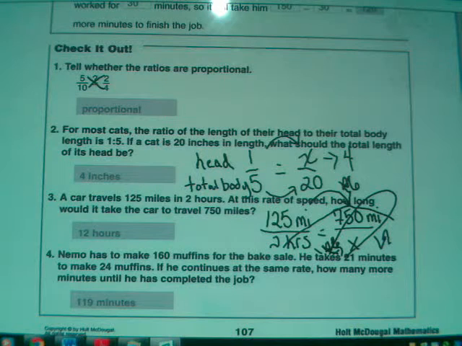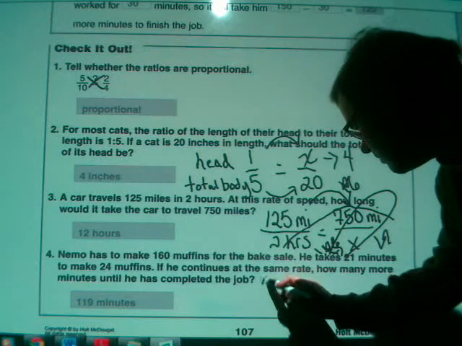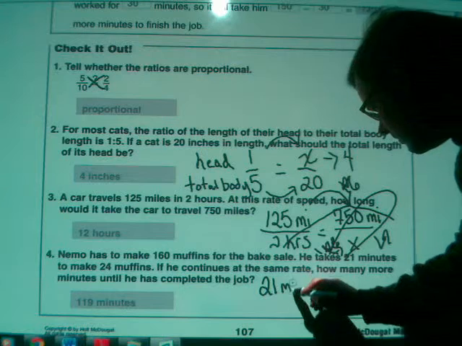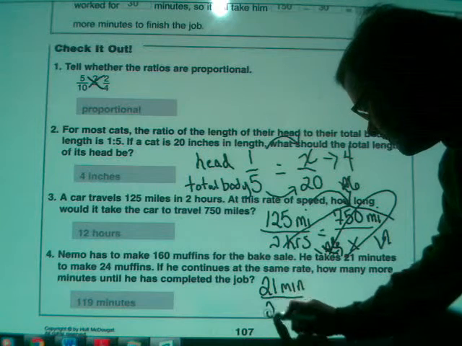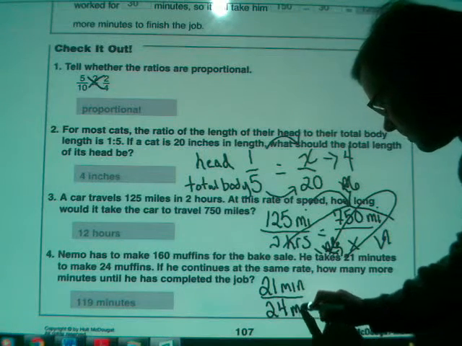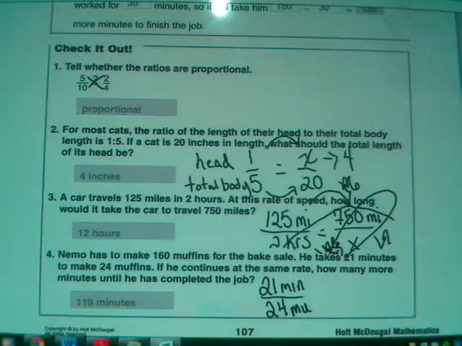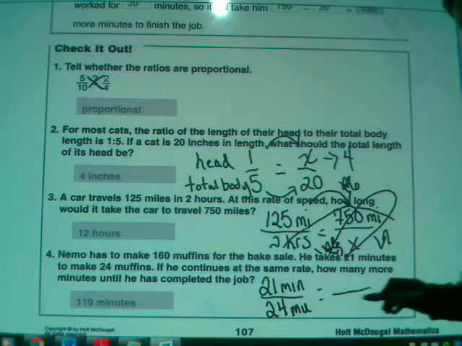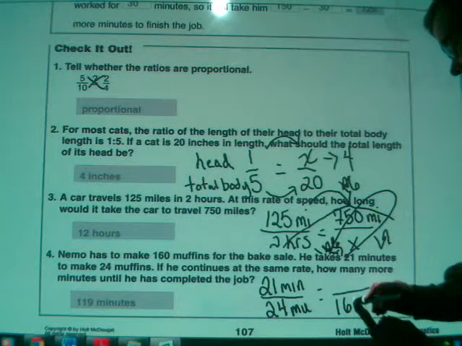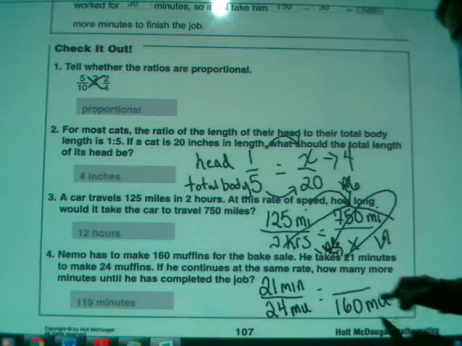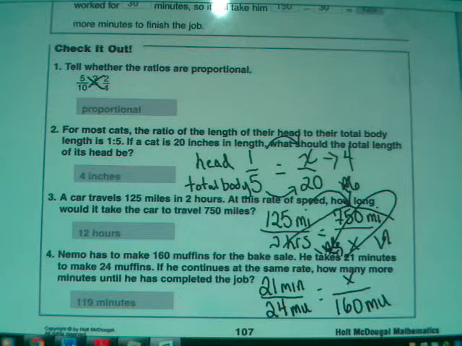So, 21 minutes to make 24 muffins. Now, again, they want us to bubble this up to represent 160 muffins. Well, notice the muffins number is on the bottom. So I'm going to have to write this other fraction with the muffins number on the bottom. In the top, that's going to be x, what I don't know. All right, so I'm going to cross multiply and solve now.